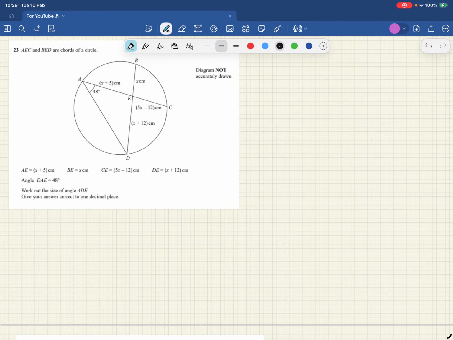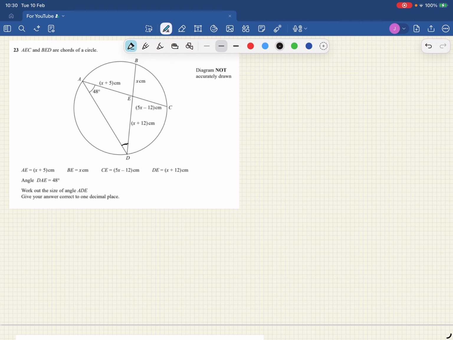what's required. Okay, so you've got these two chords, AEC and BED, going across, and you've got various measurements, and they're all these little algebraic terms. It tells you that angle DAE is 48 here, and it asks you to find angle ADE, which is that one, and to give your answer correct to 1 decimal place.